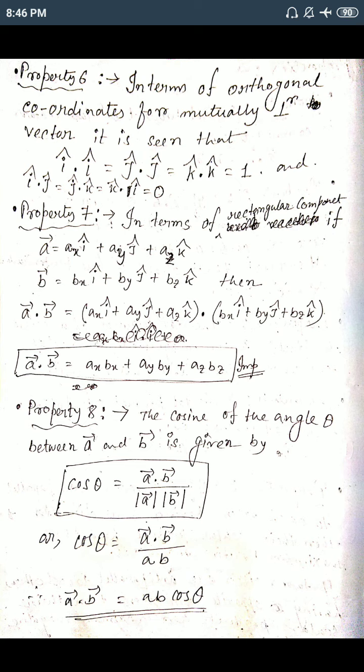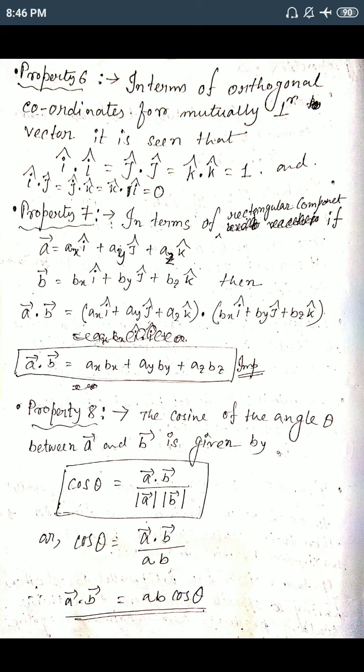So you see that if I dot j, if there is ax i hat dot bx i hat, so i dot i is there, that is equal to 1, so we get only ax bx. Now i dot j is there, that will be 0, so the second term will also be 0, the third term also will be 0. Similarly, we can write a dot b equals ax bx plus ay by plus az bz.